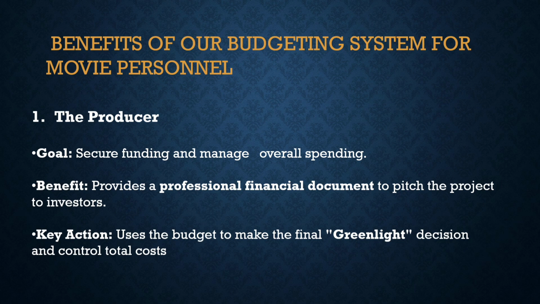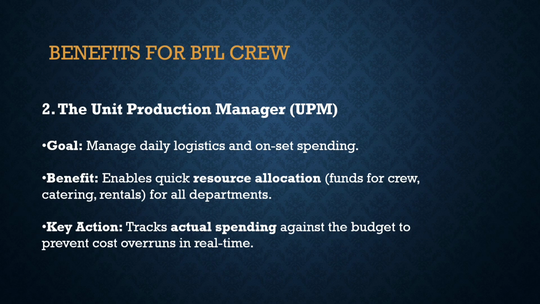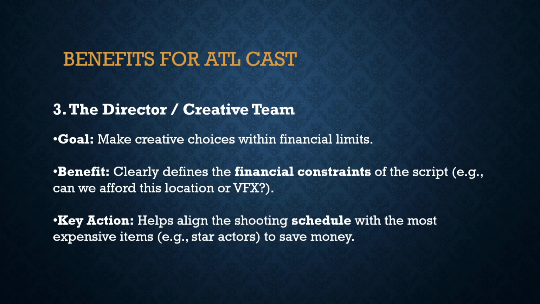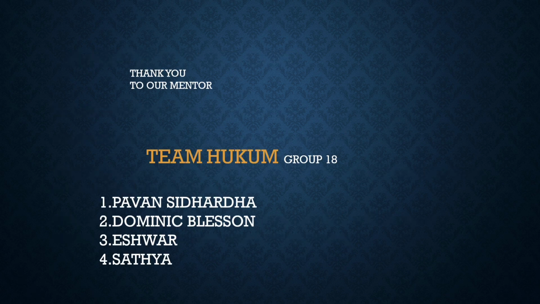Going to the next slide. The benefits of the budget system for movie personnel are given. The producers benefit by using the budget to make the final green light decision for the film, and the UPM, unit production manager, benefits by tracking actual spending of money. Next, the ATL cast benefits by making creative choices within financial limits.